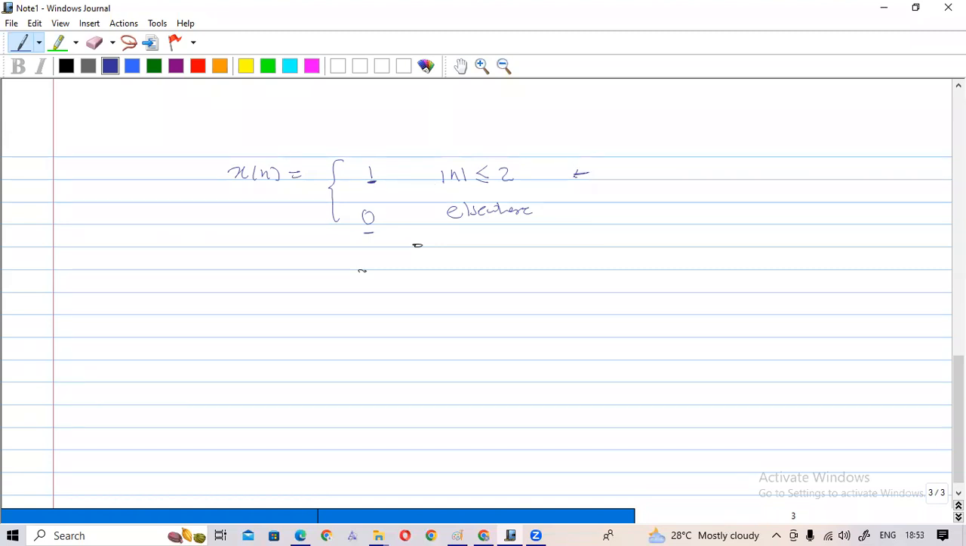So how to find these n values? It is very simple. Here it is given absolute n. What is meant by absolute? Tell me, if I take minus 5 absolute, what is the value?